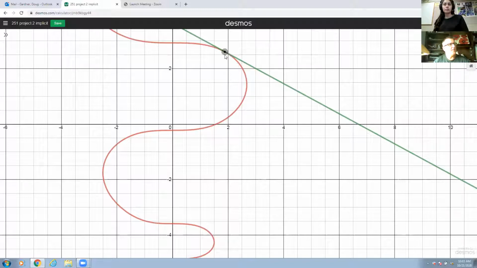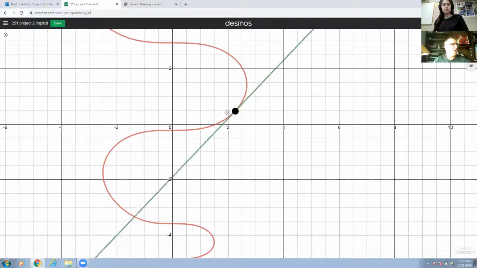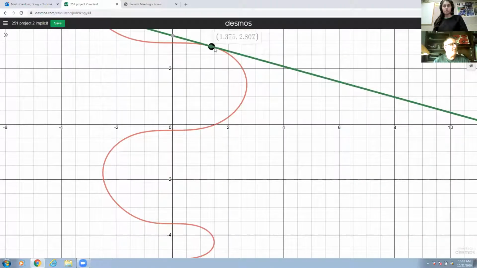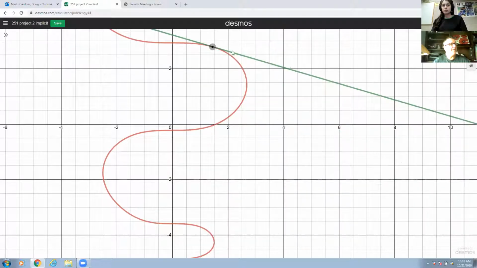I mentioned this a little bit the other day, but let's just pretend this red curve is a road, and we're driving down the road. If we're driving in this direction, this tangent line in a sense represents where your headlights would be pointing at any given time.